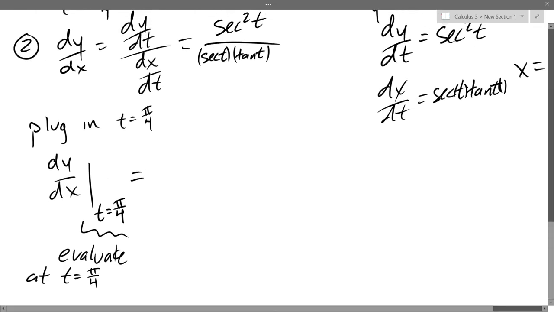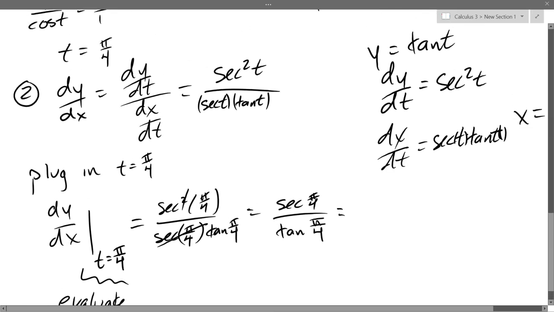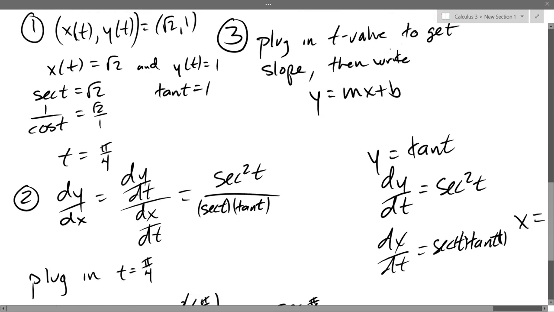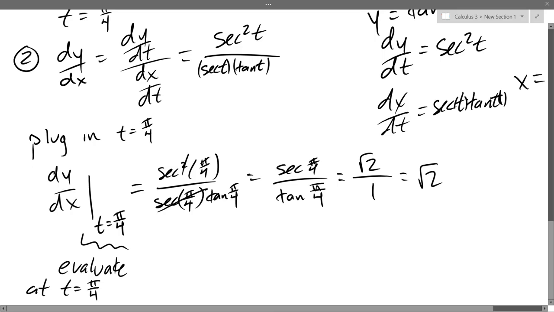And all you have to do, take what we just got, secant squared of pi over 4, divided by secant pi over 4, tan pi over 4. I could have reduced a little bit, so I'll just reduce right now. One of these secant squares cancels the entire secant. And I think we already figured out secant and tangent of pi over 4 somewhere. So our secant is square root 2. And our tangent is 1. So our slope is square root 2. All right, questions on plugging that in? Plugging it in feels very different now because you're plugging in a t value into both your separate derivatives and then dividing. All right, so that's our slope.